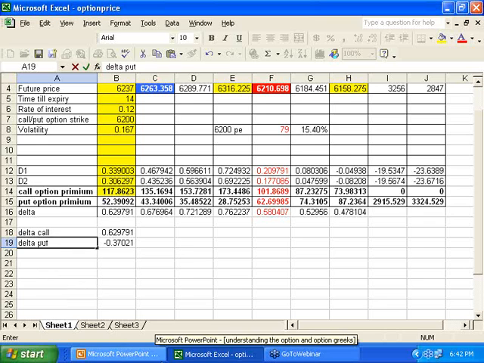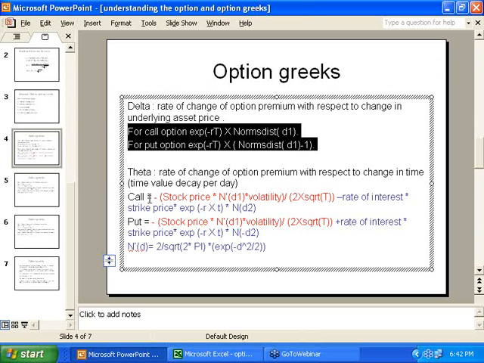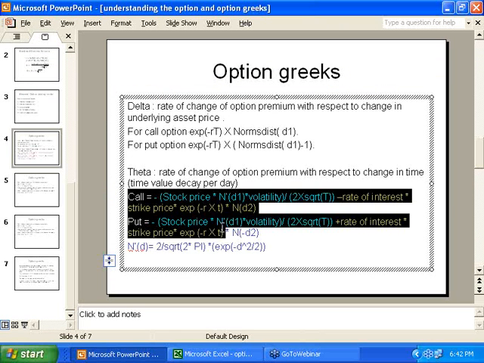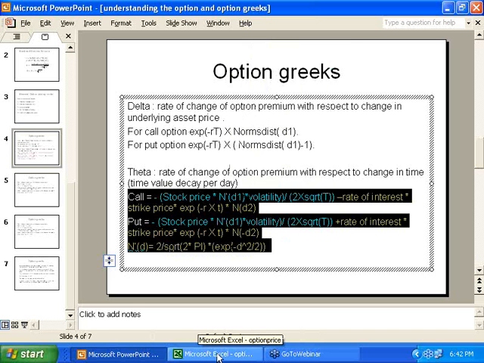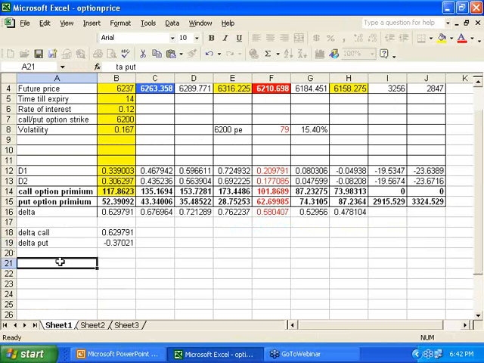Now the next part, theta. So this is the theta formula. So we will take the formula to our worksheet and we'll do the working there, so that it should be in front of our eyes. So here I'm just putting the formulas.